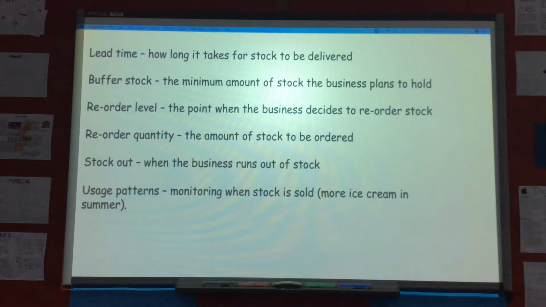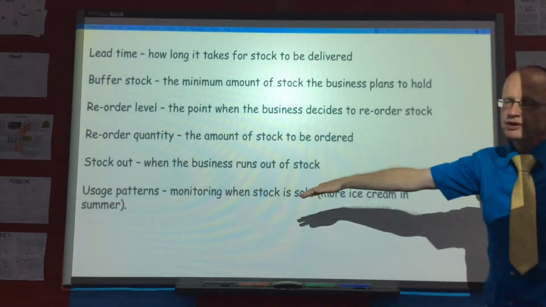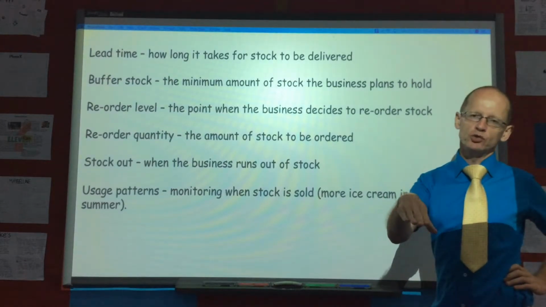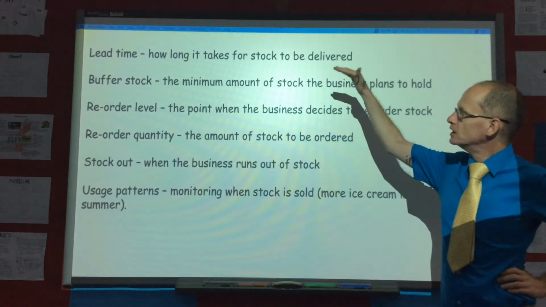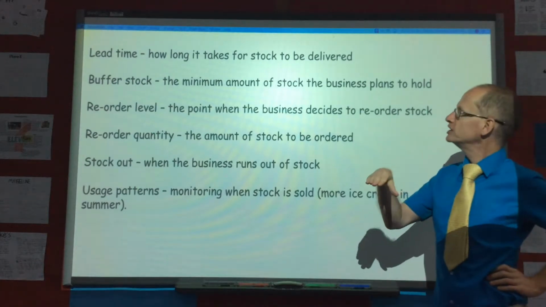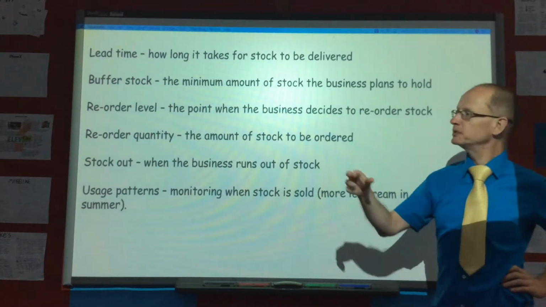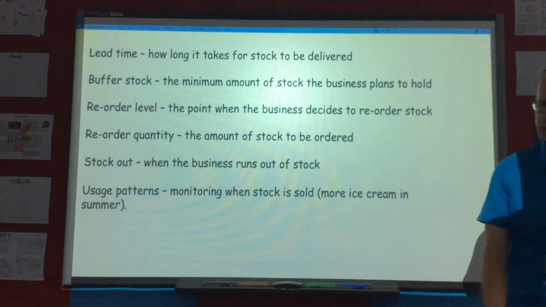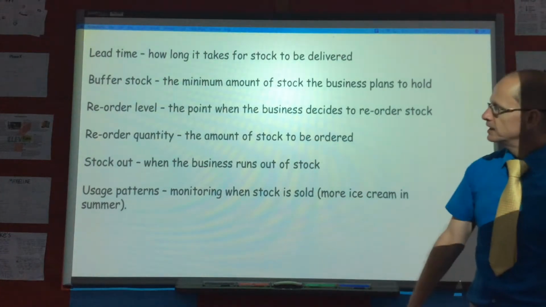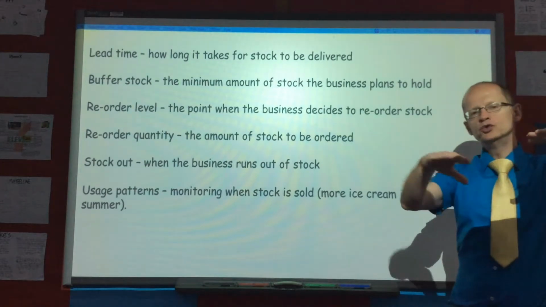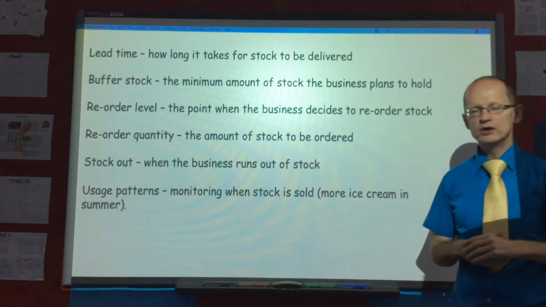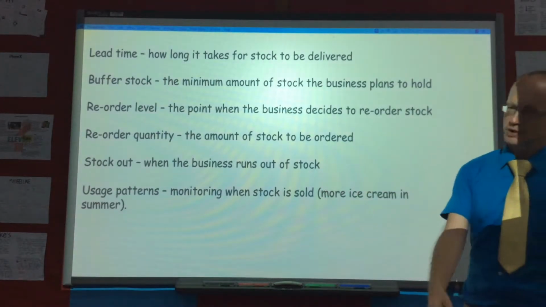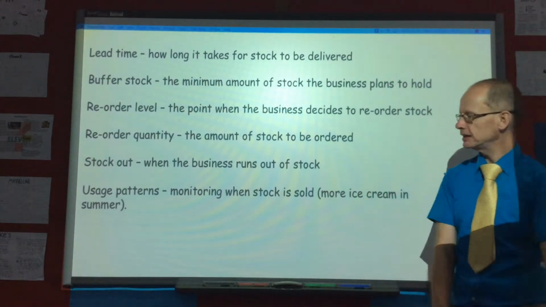Now, these are some of the phrases which we're going to look at in terms of a stock control chart, which we'll show you next. So the lead time basically is how long it takes for the stock to be delivered after it's been ordered. Buffer stock is the minimum stock level a business plans to hold. The reorder level is at what point do you order new levels of stock. Reorder quantity is the amount of stock you order. Stock out is when you run out of stock, you've no more stock to sell.